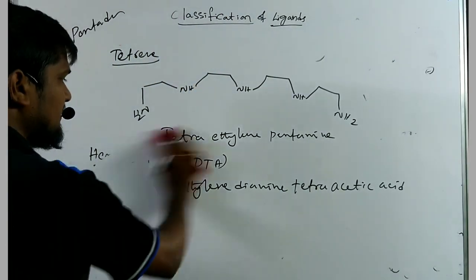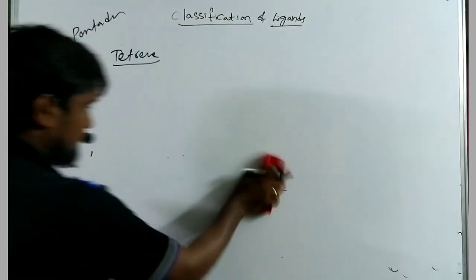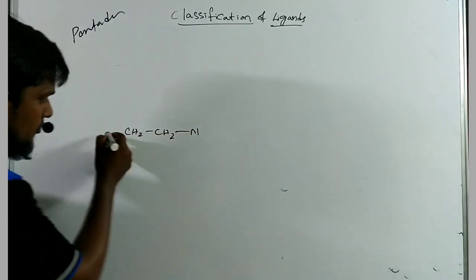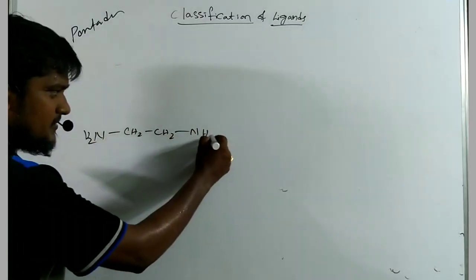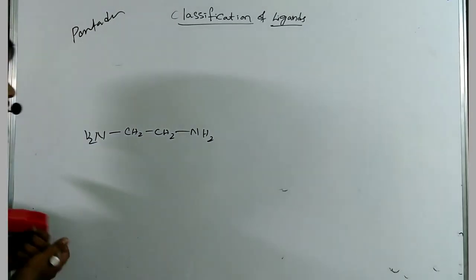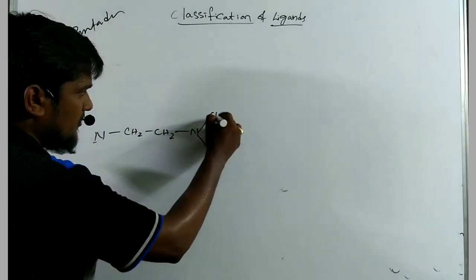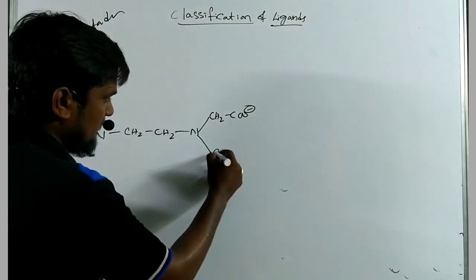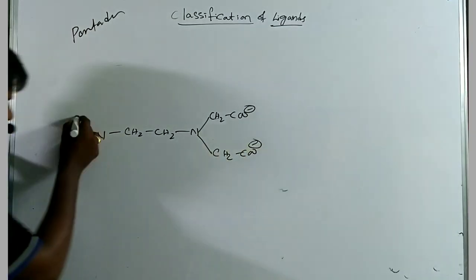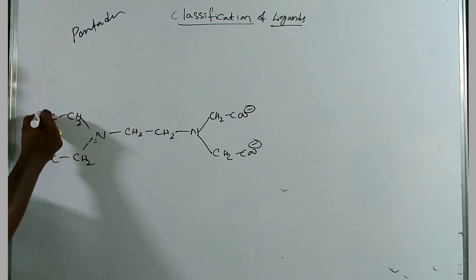The structure of EDTA is like this. Now here ethylene has two amino groups. Ethylenediamine, we previously discussed, is nothing but en. Now here, additionally, four acetic acid groups are added. Now here two hydrogens, here two hydrogens. These four hydrogens are replaced by CH2COO minus, CH2COO minus, CH2COO minus, CH2COO minus.